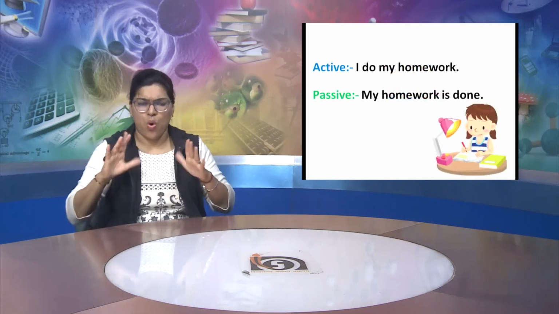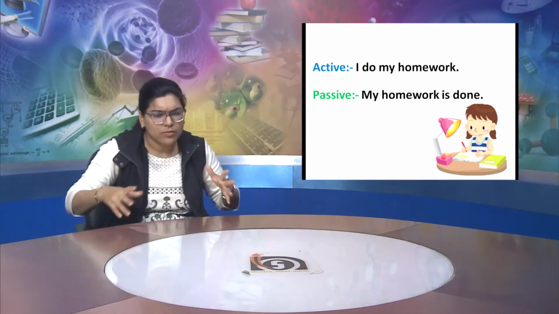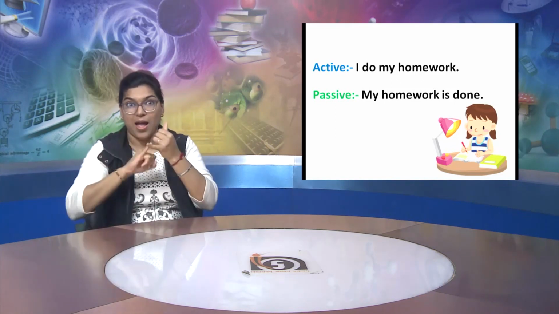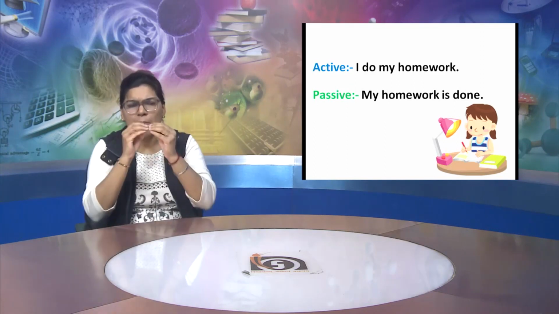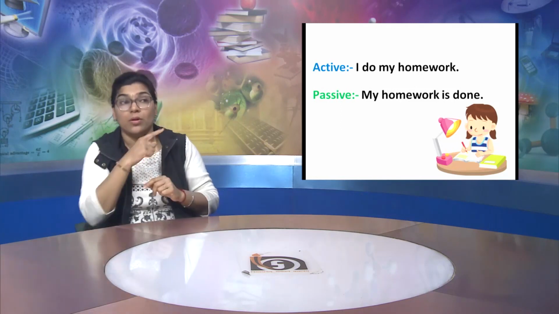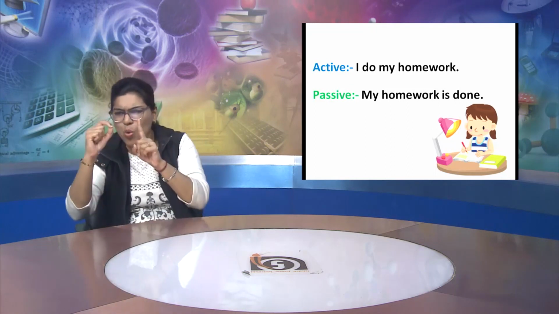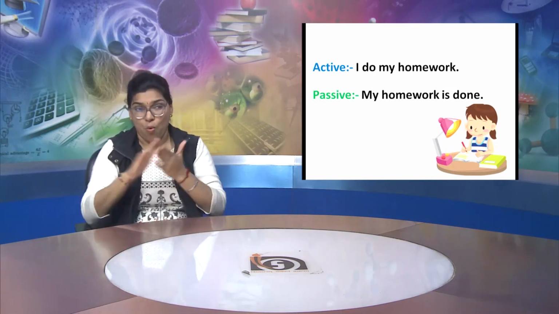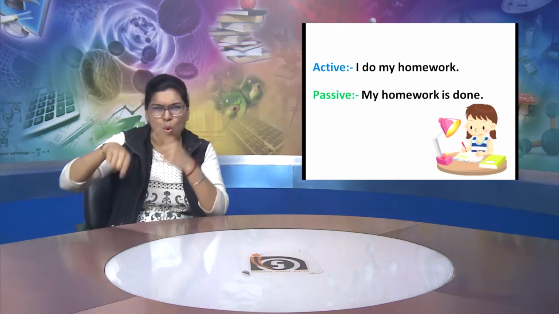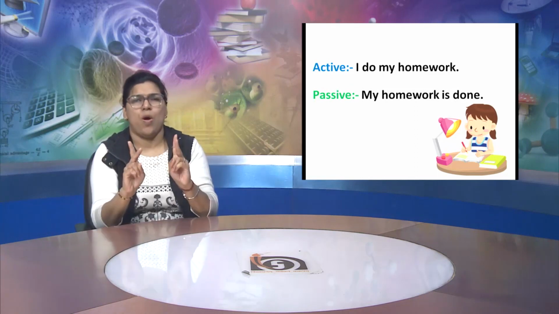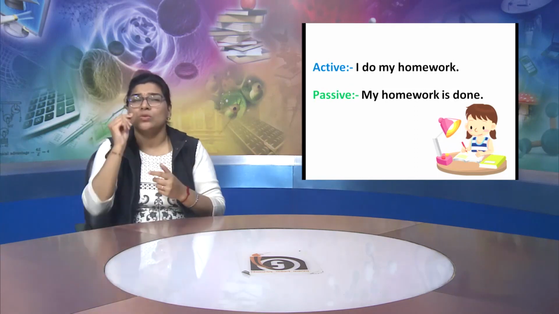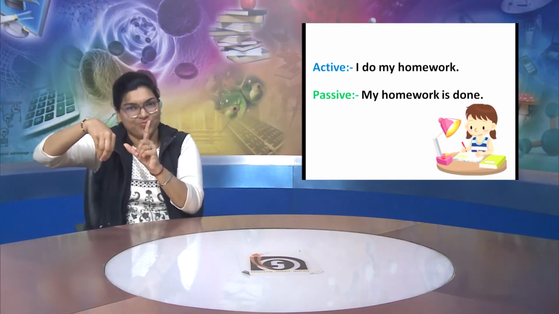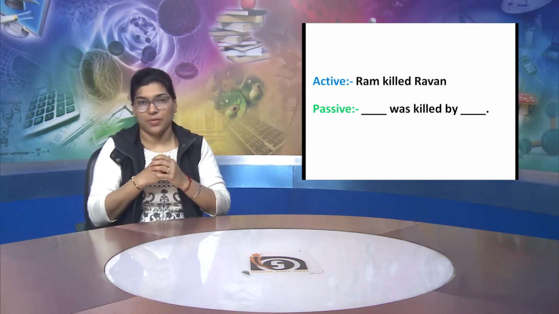Next question, active voice: I do my homework. In passive voice: my homework is done. As you can see, do is the present form and done is the past participle form. It is not important now, but when you practice, you will learn. If you want to add the girl or boy, you can add by also.